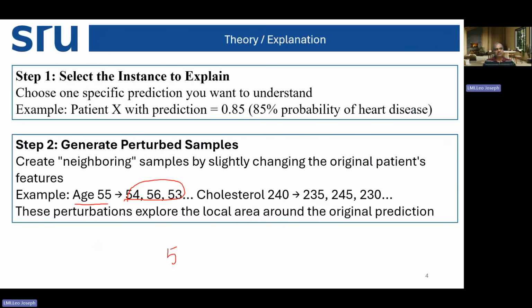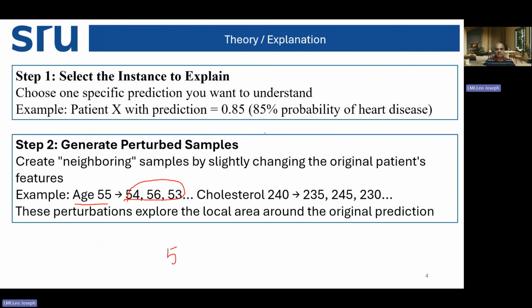That is 54, except 55, since 55 is the given instance. Okay, so 54, 56, 53, 58, 59, like that it will generate. Like that 10 data points or even 100 data points it will generate, depending on the design of the model.